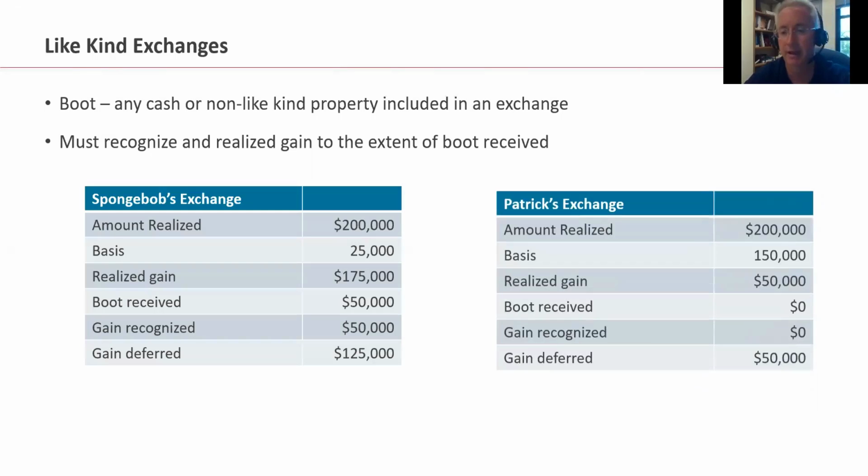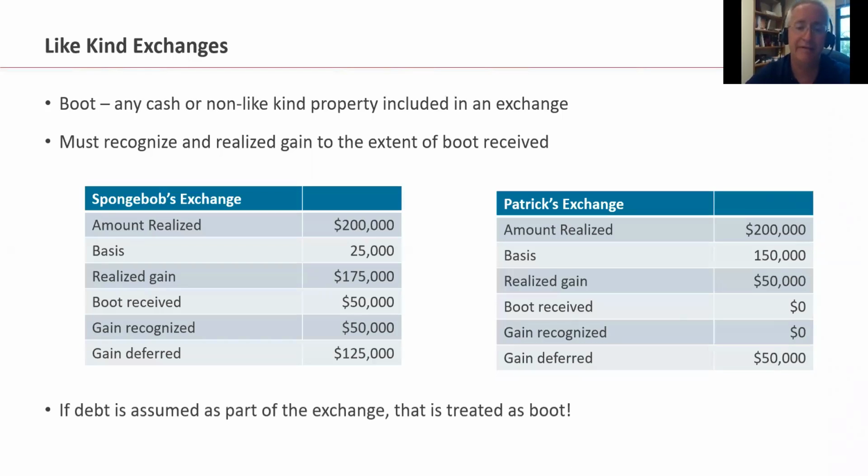Let's look at Patrick. What did Patrick get? Patrick got a Bikini Bottom condo worth 200,000. What is his basis? Be careful, because this isn't really explicit on this slide. The basis in his rock was 100,000, but he also gave up 50,000 in cash. So the basis of what he gave up is 150,000. Therefore, his realized gain is 50,000. Did Patrick receive any boot? The answer is no. He paid boot, but he received no boot. As a result, he recognizes no gain. His entire gain of 50,000 is simply deferred.